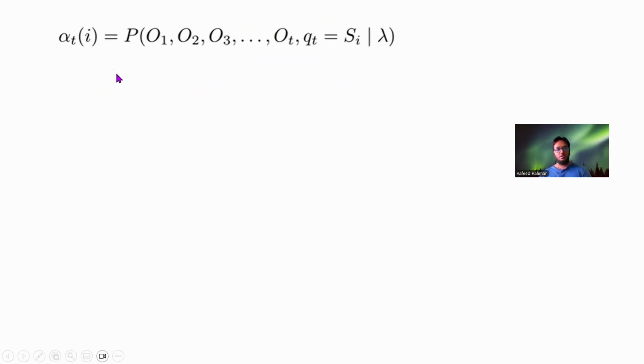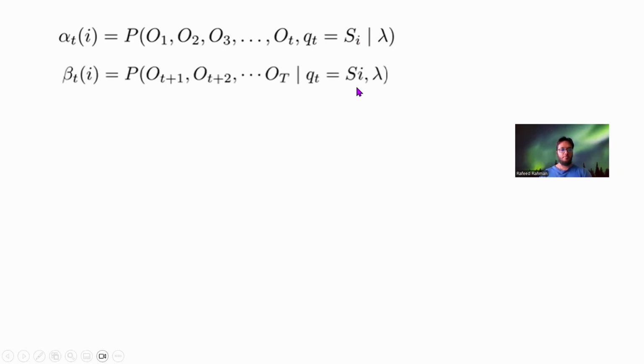First of all, we need to recap a few things. We need to see what alpha t(i) is. Alpha t(i) is a helping variable which we need to calculate, and it means the probability of being at state Si at time step t while you see the observations from O1 up until Ot, given the model itself.